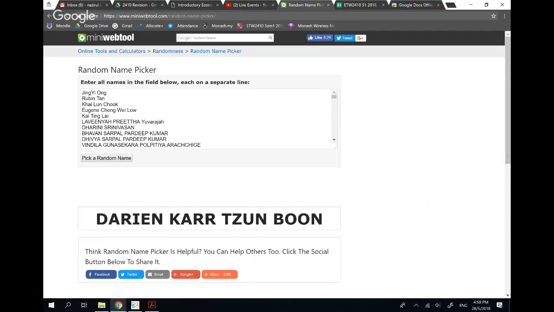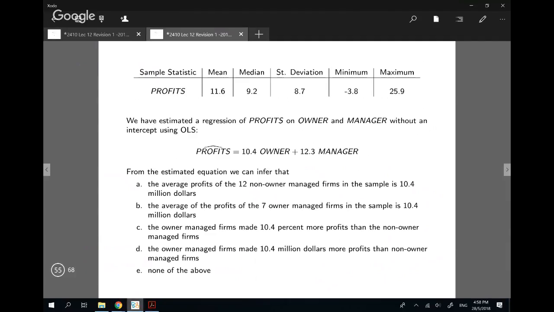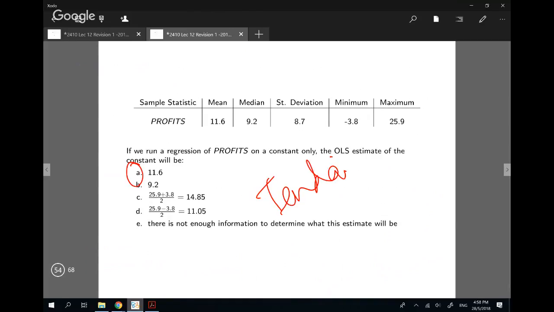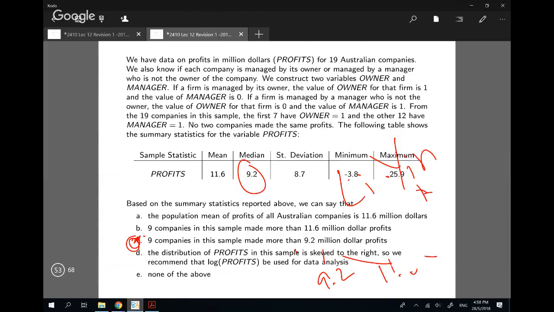Okay. Darian? Okay, there you are. Oh, I have to read the question first. Two variables, owner and manager. If a firm is managed by its owner, the value of owner for that firm is 1. If the manager is 0, the firm is managed by the manager who is not the owner, the value of owner is 0 and manager is 1. Okay.